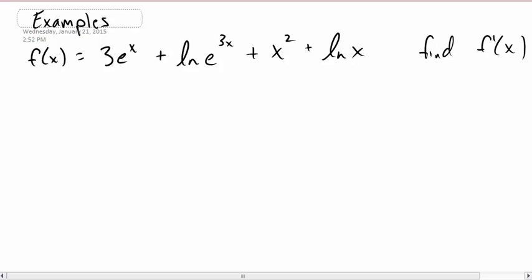First thing to notice is that we can simplify here. That thing could be simplified. So let's go ahead and do that before we differentiate. Our f of x is equal to 3 e to the x. What happens when you take the natural log of e to some power? Thinking back to our log study, that exponent comes down, natural log of e is 1, so this is just 3x.